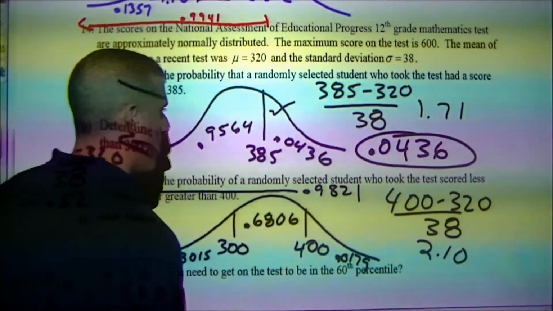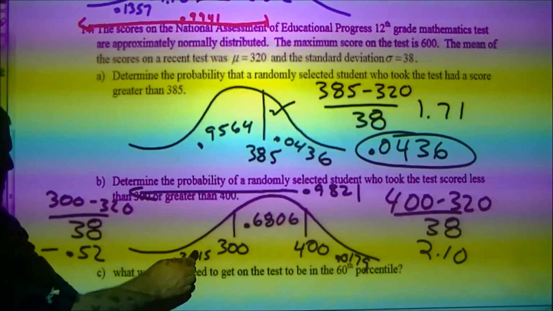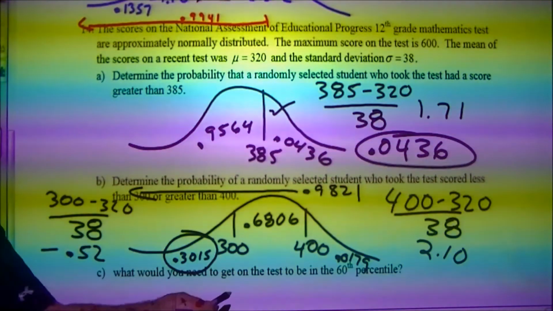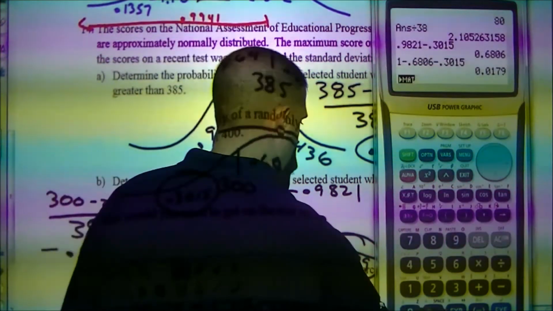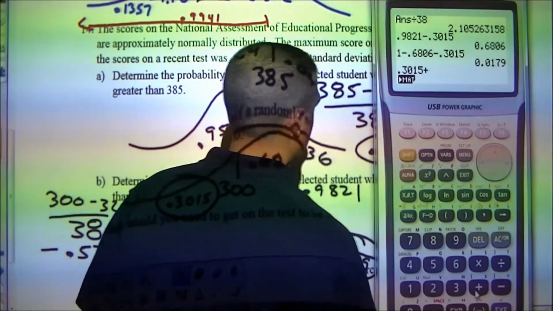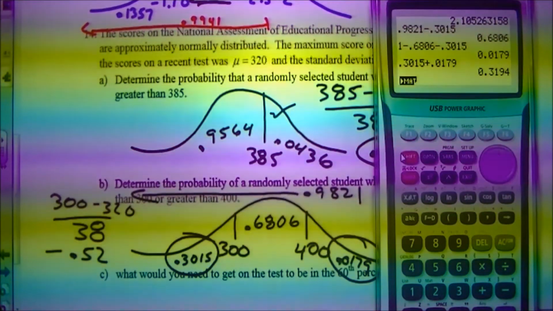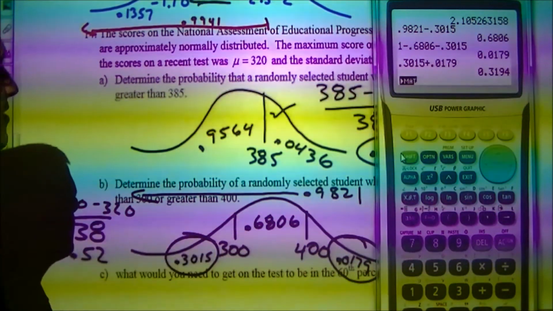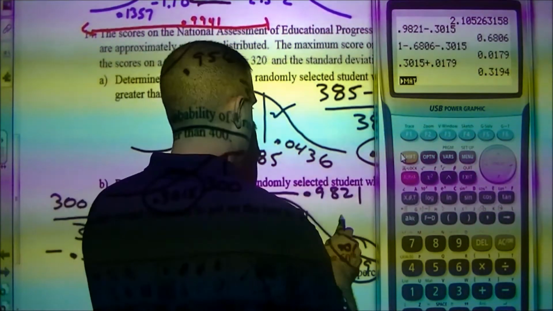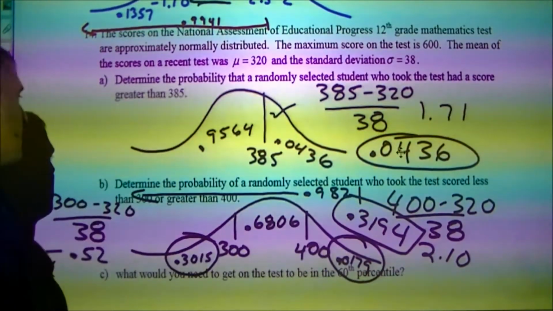Now we look at the question. Less than 300 would be this one, and greater than 400 is the other. If I add those two together, I get 0.3194 as my final answer to that problem.